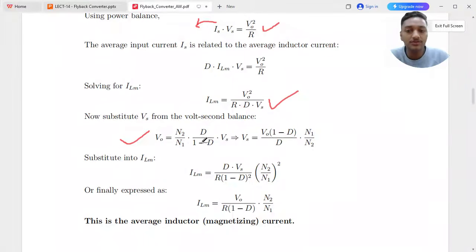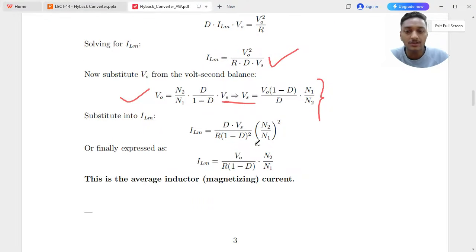Now I am substituting, since I know the value of the Vs here. I have just substituted the value of the Vs in this particular ILM expression. After substituting and rearranging the terms, I am getting one final expression of ILM. This is the average inductor or magnetizing current. This is the value you should get.